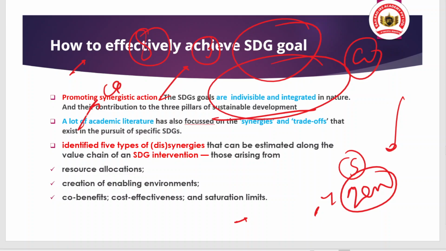And a lot of academic literature also focuses on the synergy and trade-offs that exist in the pursuit of specific SDG goals, okay. So we need to have a synergistic approach, and there are certain dyssynergies which have been identified along the value chain of an SDG intervention, arising from resource allocation, creation of an enabling environment, co-benefits, co-effectiveness, and saturation limits.